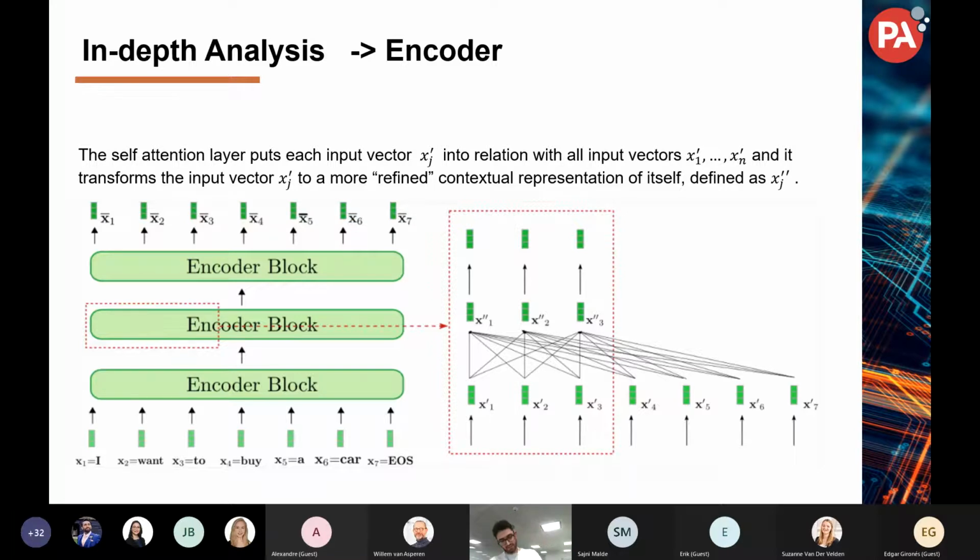Because we have 6 blocks in the original presentation, it should be X first, X second, X third, and so on. The more blocks you go through, the more contextually refined the representation is. So X first n is just to indicate the last element. Otherwise I should have written everything: x1, x2, x3, x4, 5, 6, 7. You just put n to indicate the last element of the list.